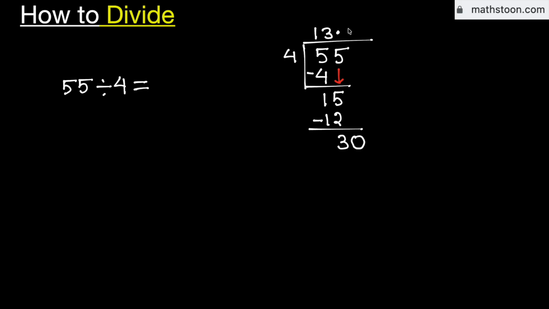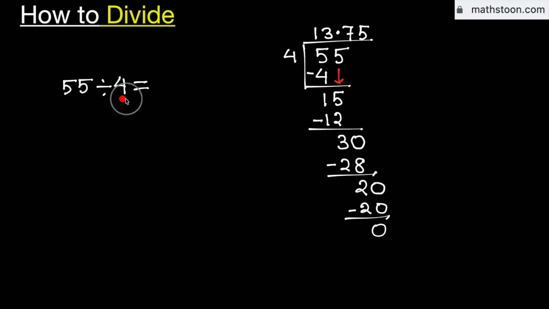We know that 4 times 7 is equal to 28. Subtract, we get 2. Again 2 is less than 4. So we will again borrow a 0, and we know that 4 times 5 is equal to 20. Subtract, we get 0. As we get the number 0, we will stop.